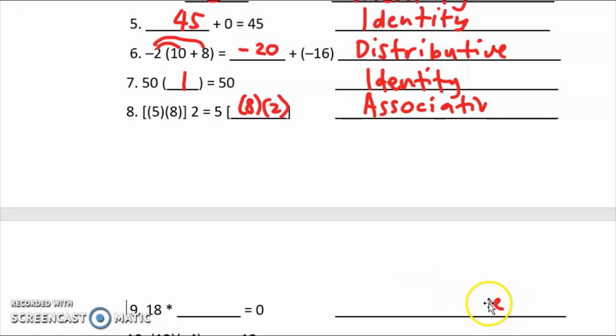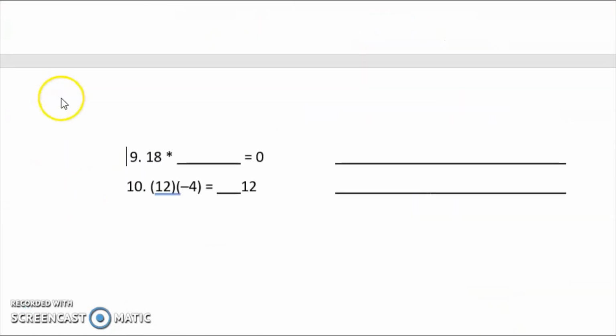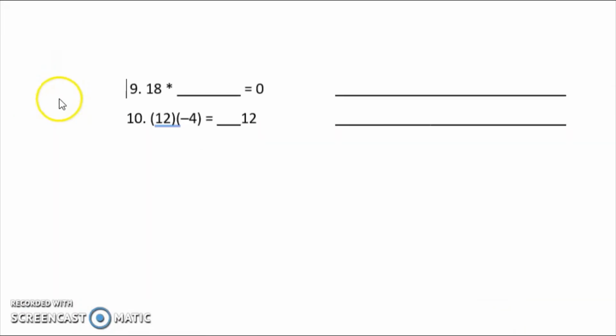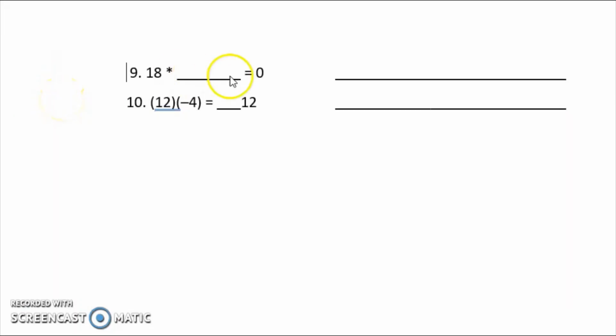So, we have here 9 and 10 na tayo. So, we have 18 times blank equals 0. Anong i-multiply ko kay 18 para maging 0 siya? 0. Kasi any number multiplied by 0 is 0. So, that's what? Ito na, yung pinakagusto ng lahat na sabihin, 0 property.